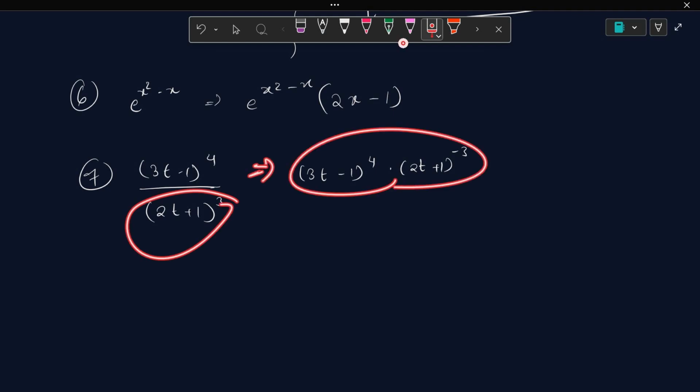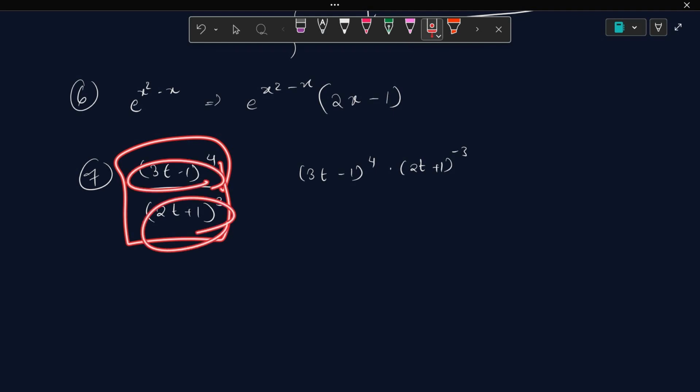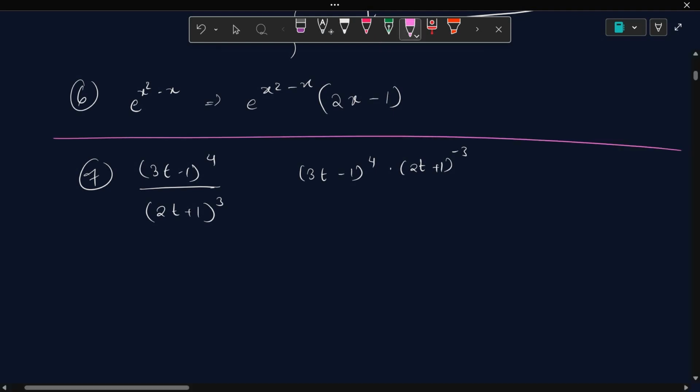So if you want, you can go ahead and apply the product rule because these two are multiplying each other. But if you want to use the quotient rule over here, because these two are dividing, you can use that as well. They basically end up giving you the same answer. So whichever works for you, you can go ahead and do that.